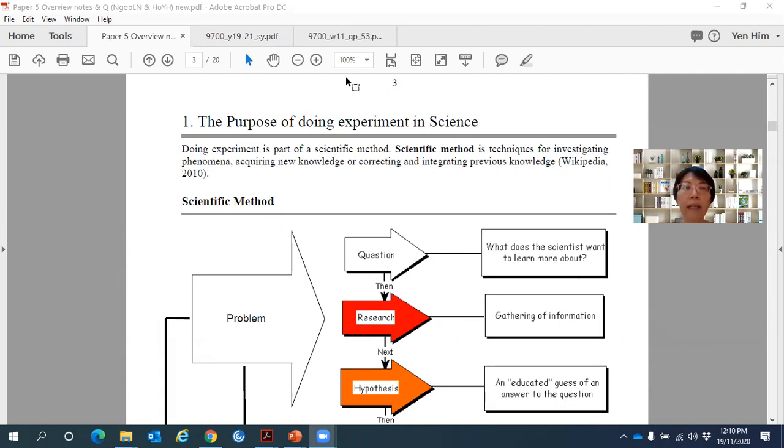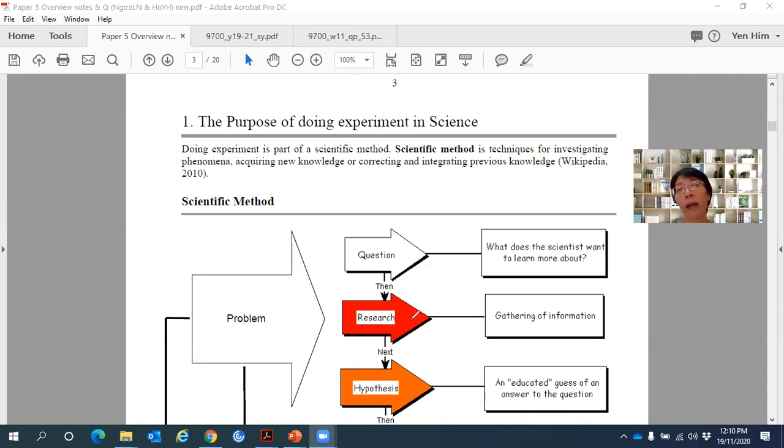For example, does increasing light intensity increase the rate of photosynthesis forever? So as you increase the light intensity more and more, does the rate of photosynthesis also increase more and more? So you want to know. So there's a question. Then you will go and do research.